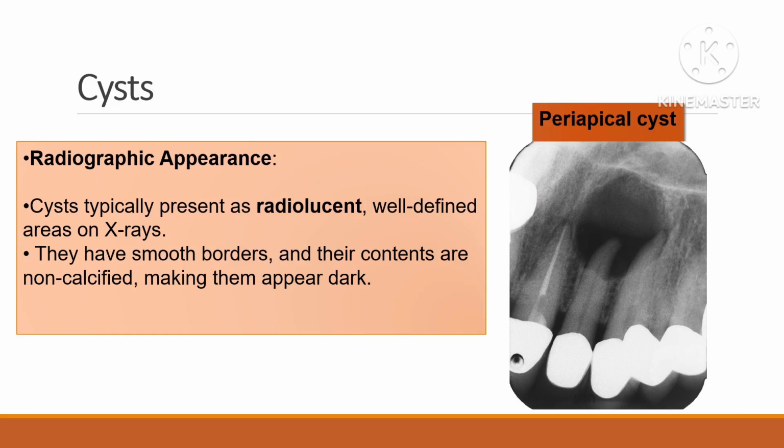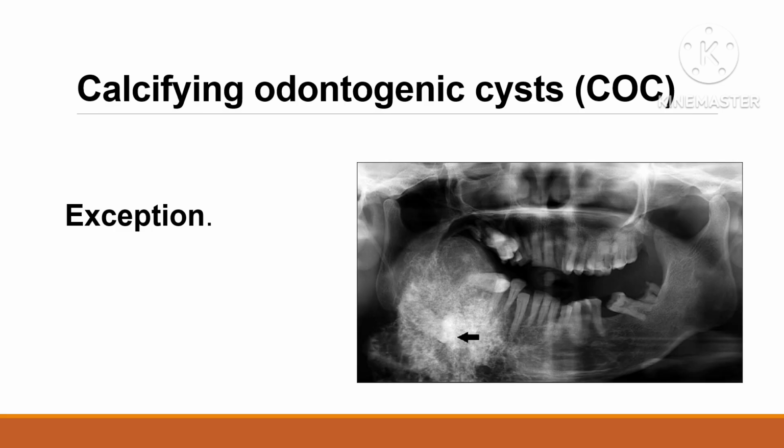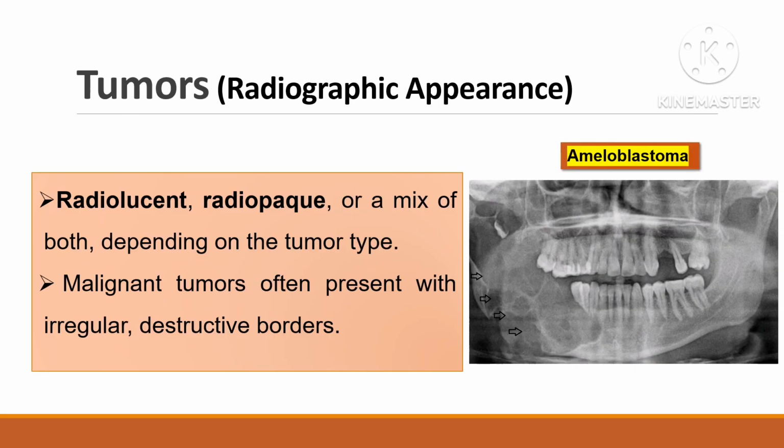Cysts appear as a well-defined radiolucent lesion on the radiograph. The margins are smooth and corticated, indicating a benign nature. In contrast, tumor may also be present as radiolucent but can show well-defined or poorly defined margins. Some tumors like osteosarcoma exhibit mixed radiolucent and radiopaque features, indicating a more aggressive behavior.